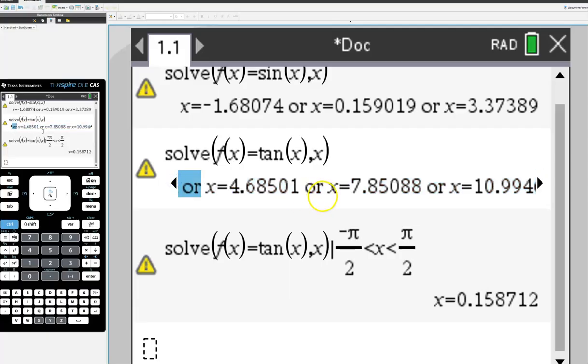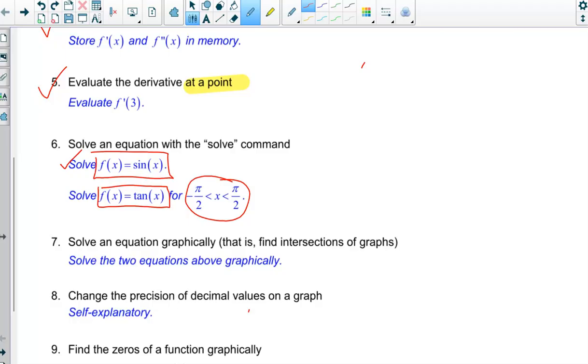So anytime you've got a trig function in an equation and you're using the solve command, you better restrict that domain. Otherwise, you could get a bunch of garbage. Okay, let's jump back over here and see what we got next.